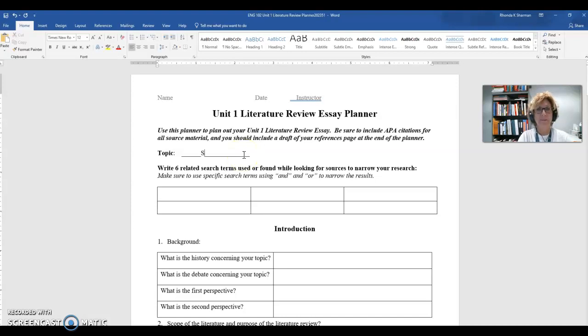So for example, it might be, should farms reduce the use of antibiotics for their animals? So whatever your topic is, you're going to write it there. The underlining there could cause a little bit of a problem, but just do the best you can.